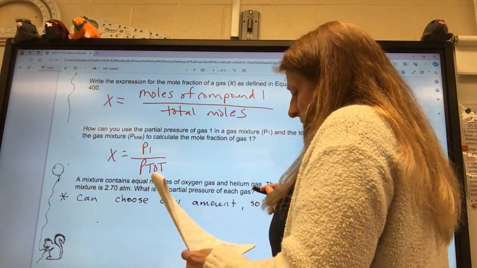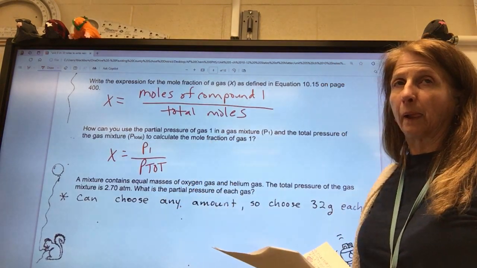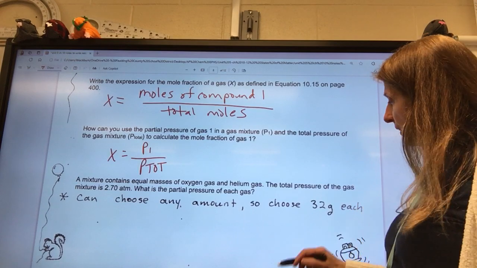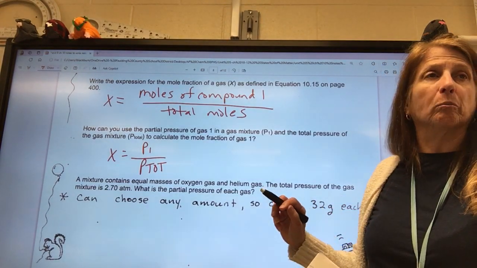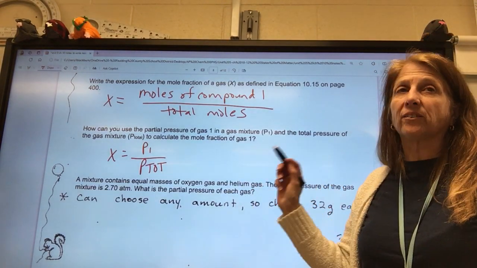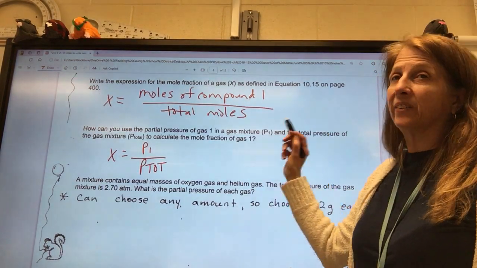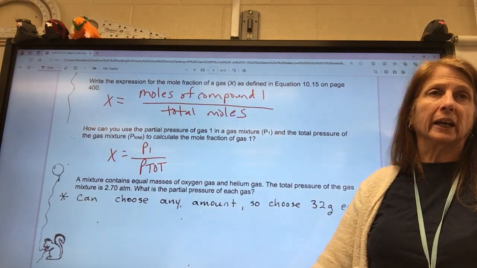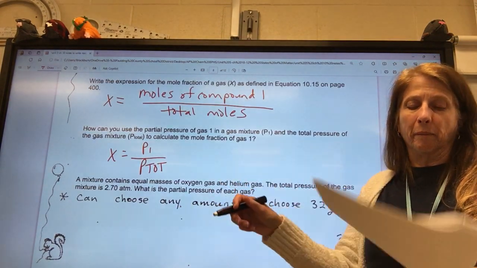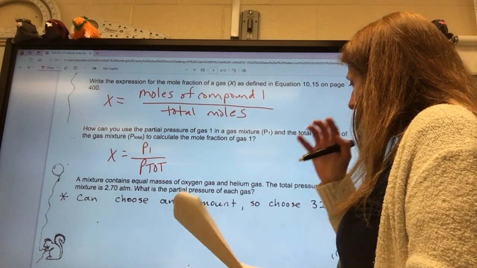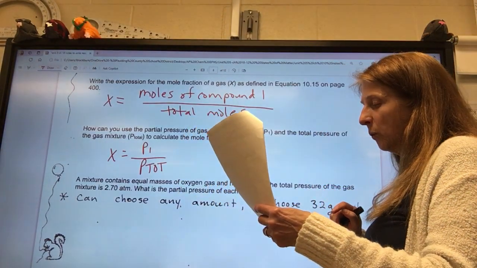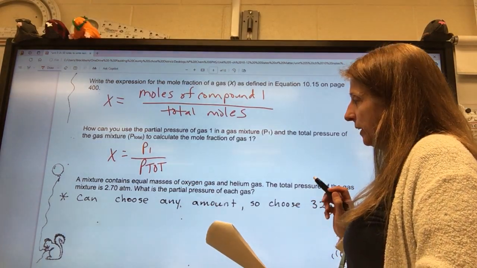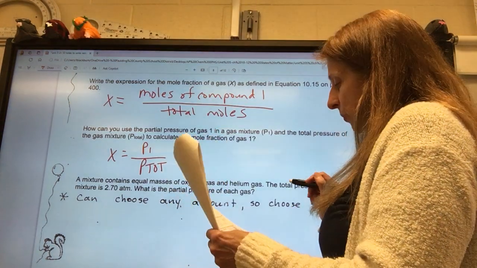Okay, so we are not told the number of grams. So what we do is we just pick any number we want, and the number we want is 32 grams, because it's the molar mass of oxygen and the molar mass of helium-4 goes into it nicely. Sometimes you just have to pick a number, and you want to pick one where the math turns out nice. Okay, so for this, we don't need grams, we need moles. So we need to convert them.